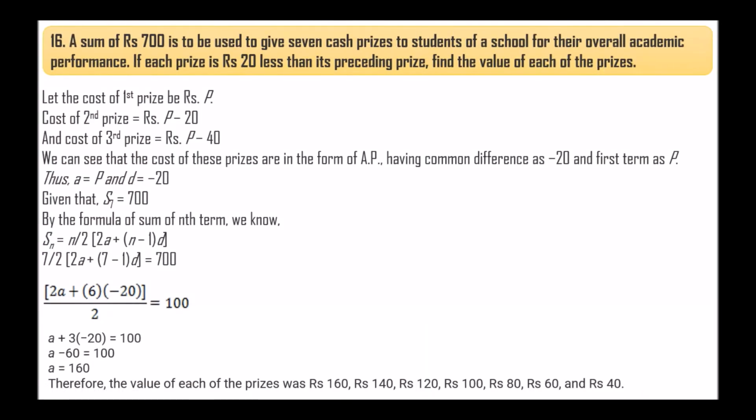Next, a sum of rupees 700 is to be used to give 7 cash prizes to students of a school for their overall academic performance. If each prize is rupees 20 less than its preceding prize, find the value of each of the prizes.